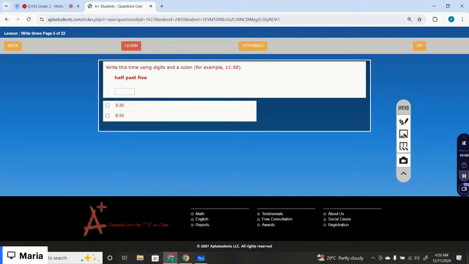Write this time using digits and a colon, which is the correct option? 5:30, which is the correct option? Option number one is the correct option, right? That is 5:30.